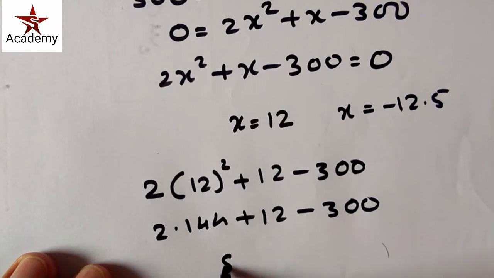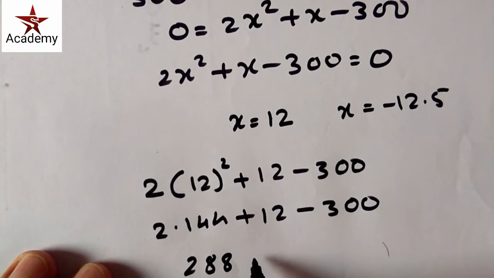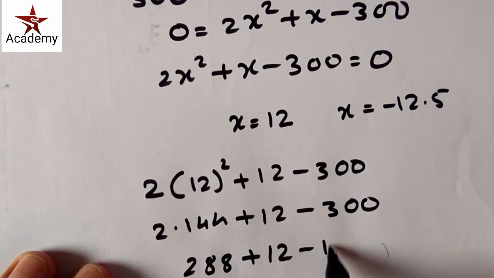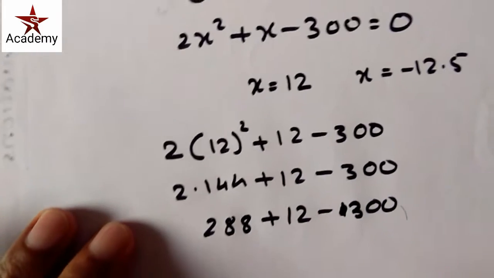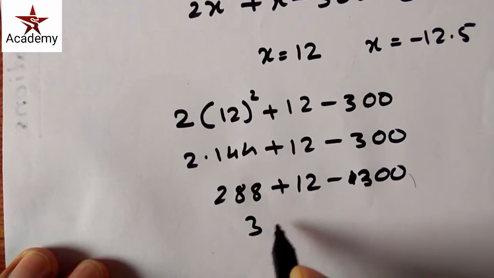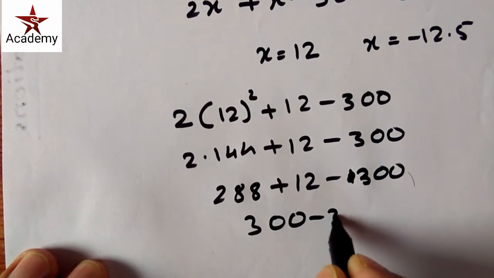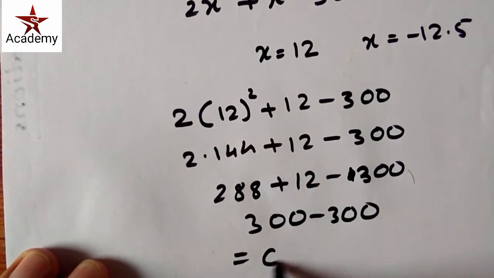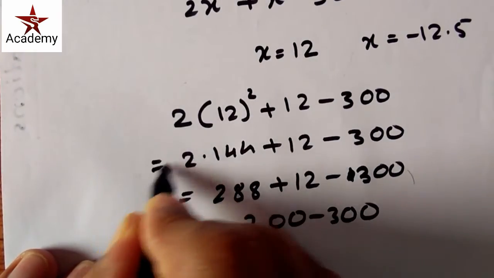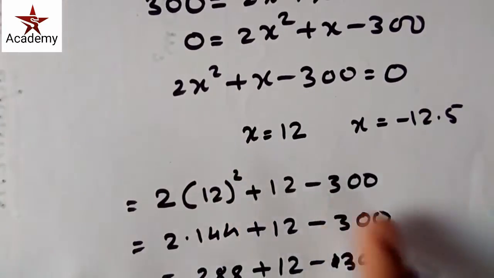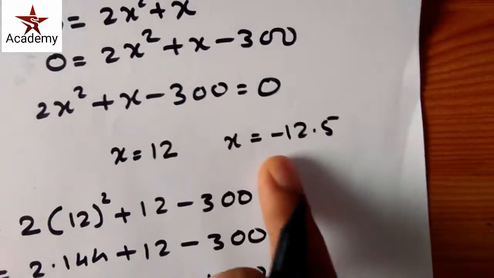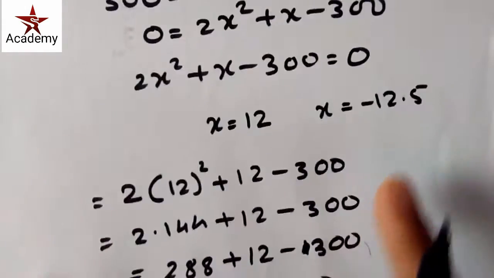This is equal to 288 plus 12 minus 300. So this is equal to 300 minus 300. This is 0. So this is going to be balanced for this value, x is equal to 12. This is also true for x is equal to minus 12.5.